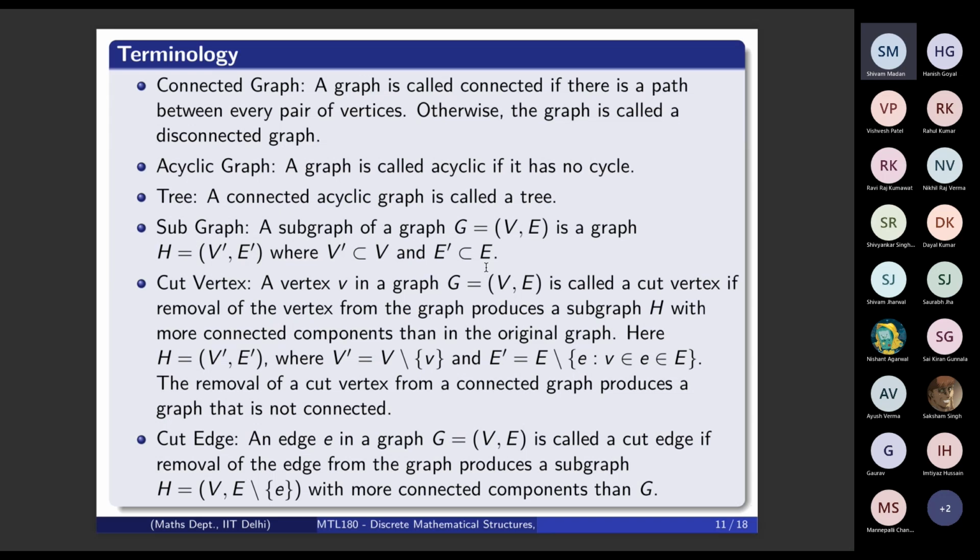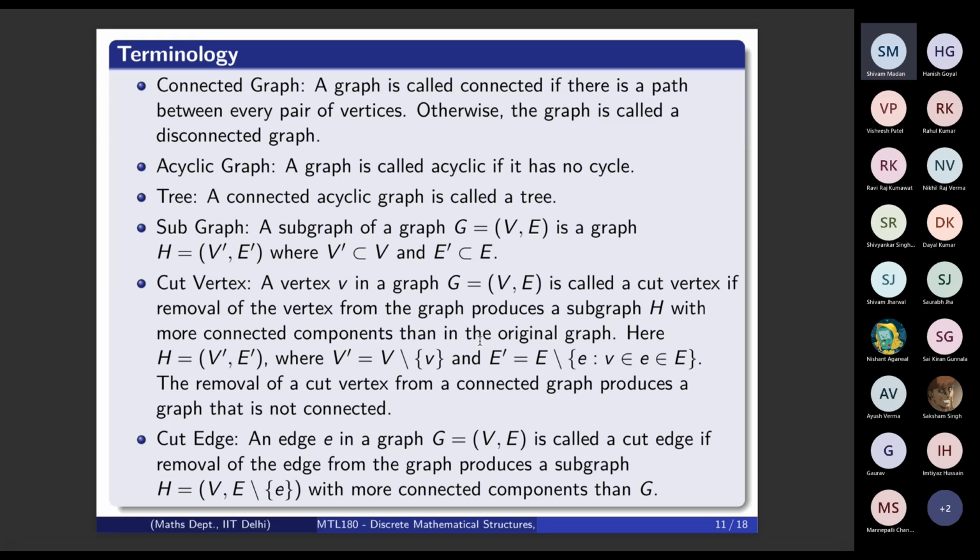And what is a cut vertex? A vertex v is called a cut vertex if we remove that vertex and the corresponding edges, then you will have a disconnected graph. Or if your graph is already disconnected, then you will have one more component.